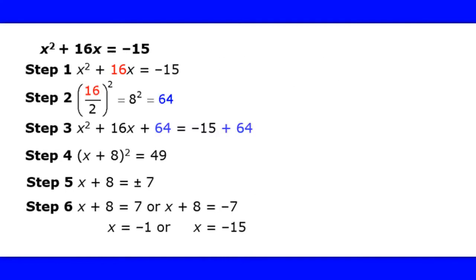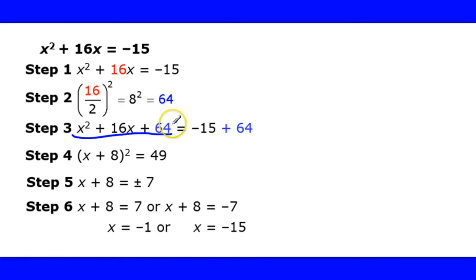Here are the steps laid out for you. So step 1, make sure it's written in the form x² + bx = c. That's exactly what we have here. Okay, step 2, take the b value, half it, and square it. So half of 16 is 8, 8 squared is 64. Add the 64 to both sides. This is now a perfect square trinomial. And this is just a number. In this case, it's 49, which makes it nice and easy. Okay?